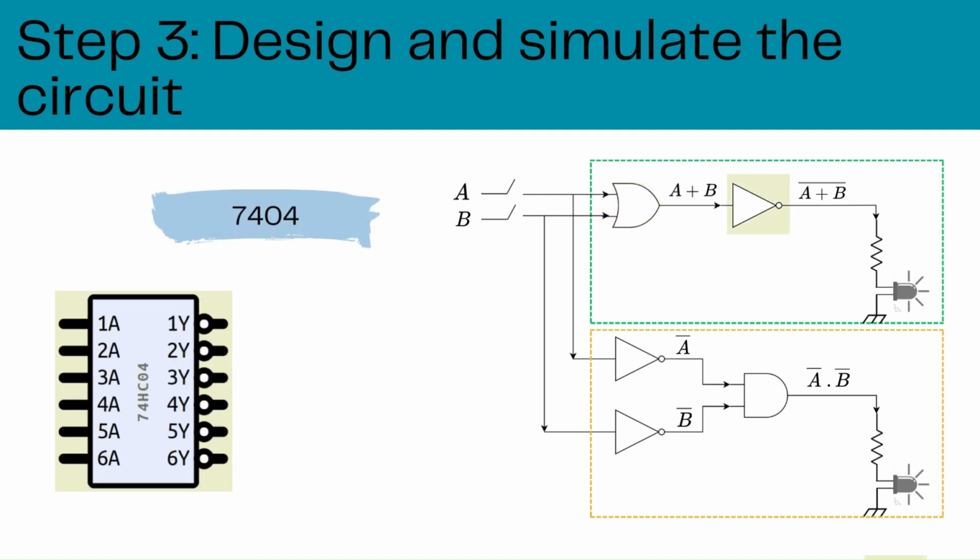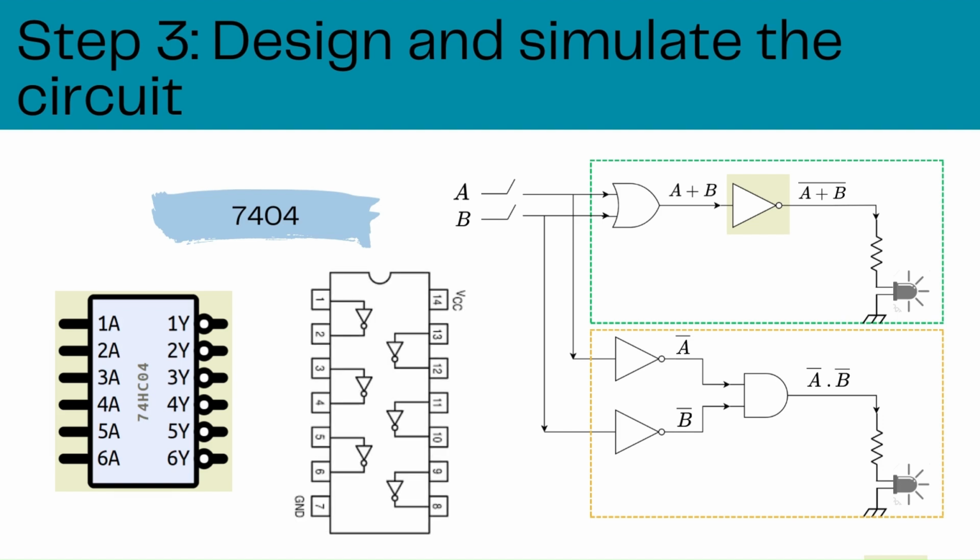Here is IC 7404 having 6 NOT gates. In this case, if 1A receives the input of the NOT gate, then 1Y will provide the output, and so on. Here is another variant of the IC having a different pin arrangement of the NOT gate.